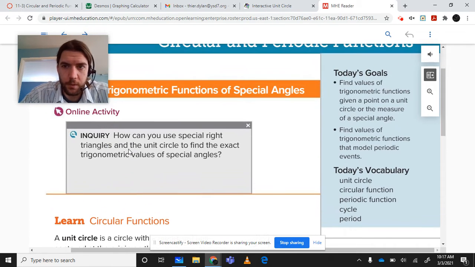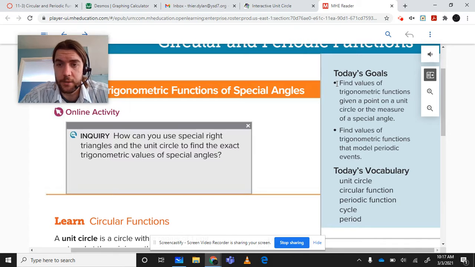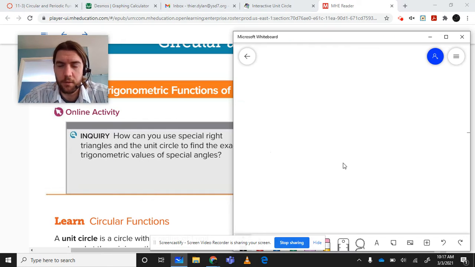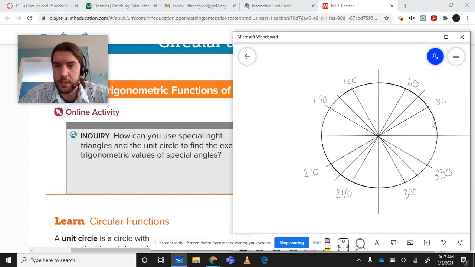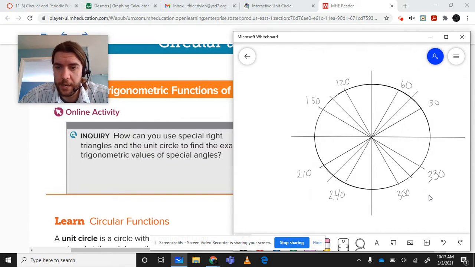Let's go ahead and look on here real quick. So today's goals in general, as stated in the chapter, are to find values of trigonometric functions given a point on a unit circle, or by giving the measure of a special angle. Okay, so just to jump to the punchline here, what they're referring to as special angles would be any multiple of 30, 60, 90, 120, 150, 180, 210, 240, 300, 330, and multiples of 45. So 45, 90, 135, 225, and 315. You're going to come to see those are what's known as special angles.